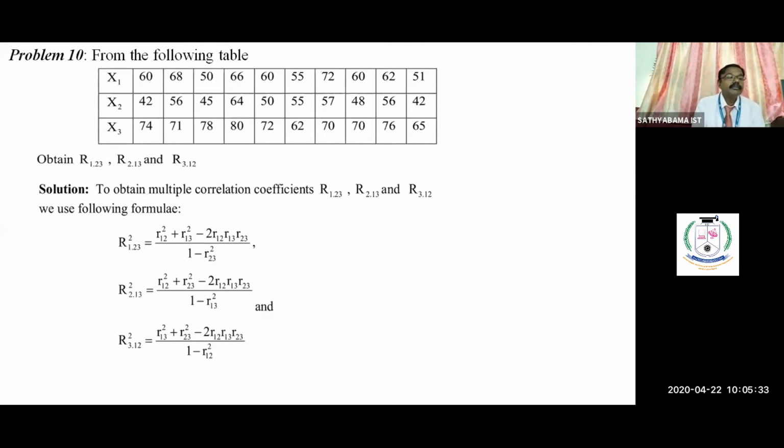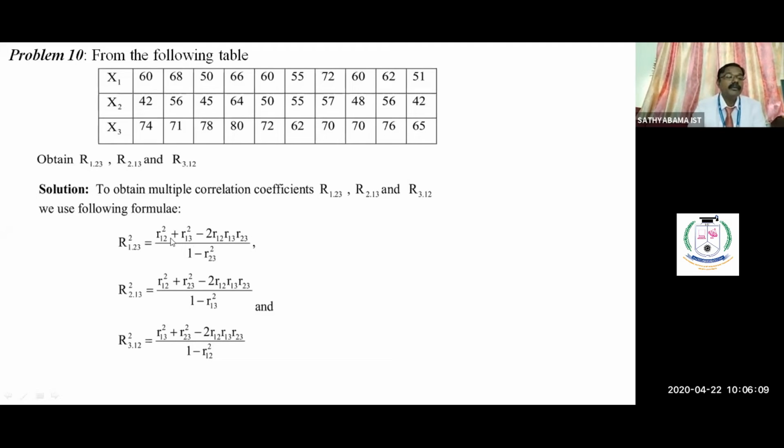So the next problem is also the same one, but here we are using another result. How to simplify? See this data: 60, 68. The data are larger. To simplify the calculation, we can use the change of origin property. So here we are using the multiple correlation formula. This is multiple correlation, and this is a correlation.